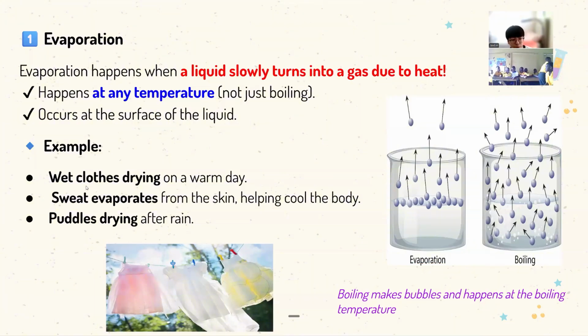An example of evaporation is the wet clothes drying on a warm day. When you hang your clothes outside, then it'll dry by evaporation. And the sweat evaporates from the skin, which helps cool the body. That's another property of evaporation. And the puddles drying after the rain is also the process of evaporation. Okay.